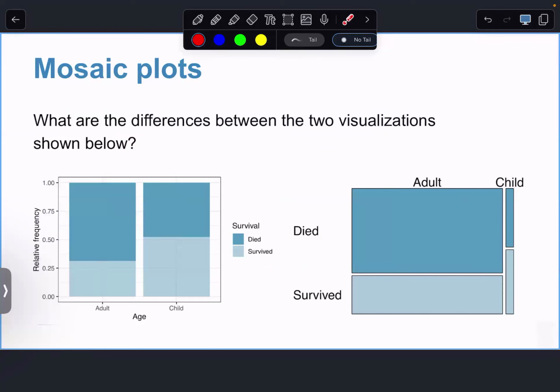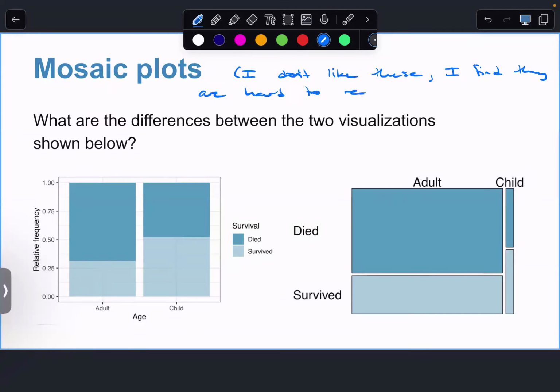Now, again, I don't like mosaic plots, so I'm going to skip it. I don't like these. I can't just say I don't like them. I don't like them because, well, I guess I can. But I don't like them because they're hard to read, right? I find they're hard to read, which defeats the purpose of visualizing data.